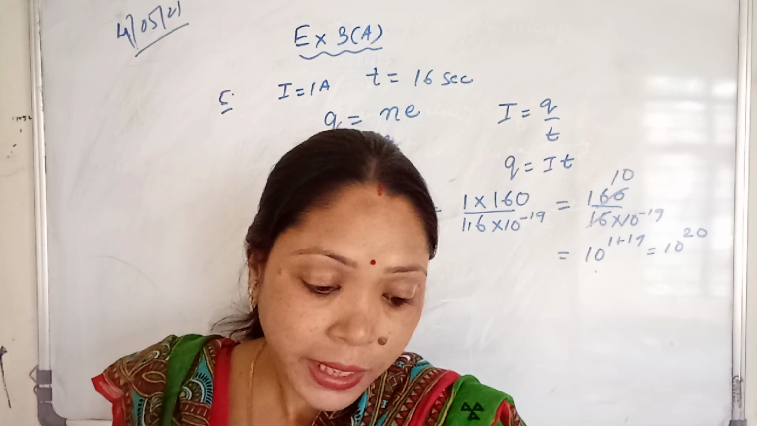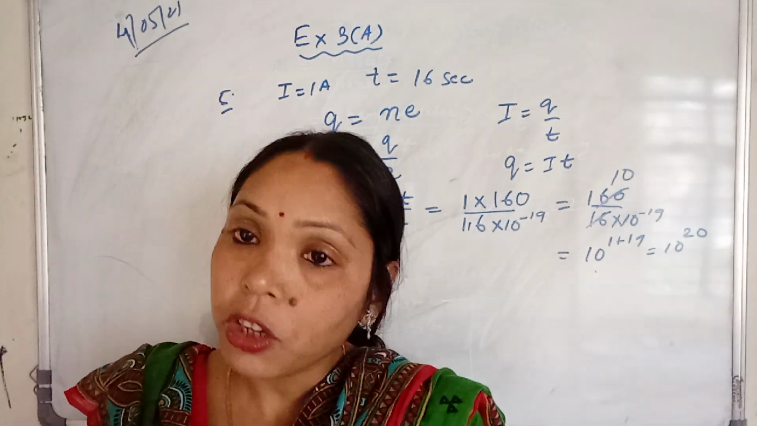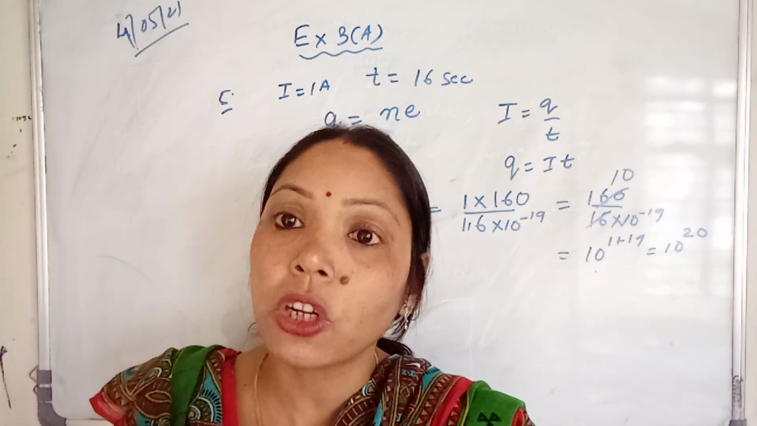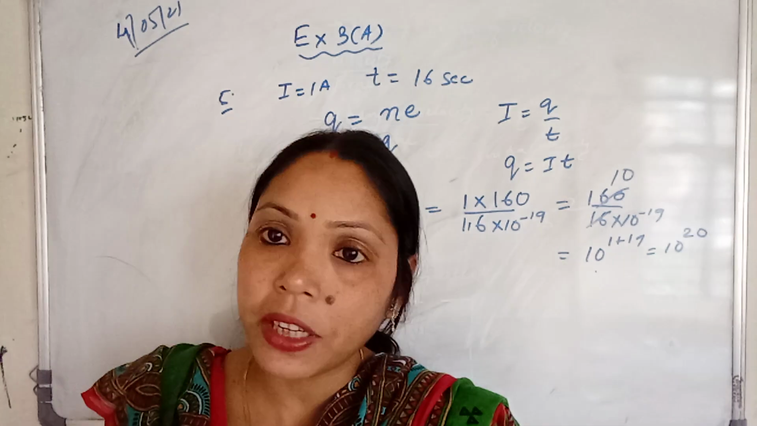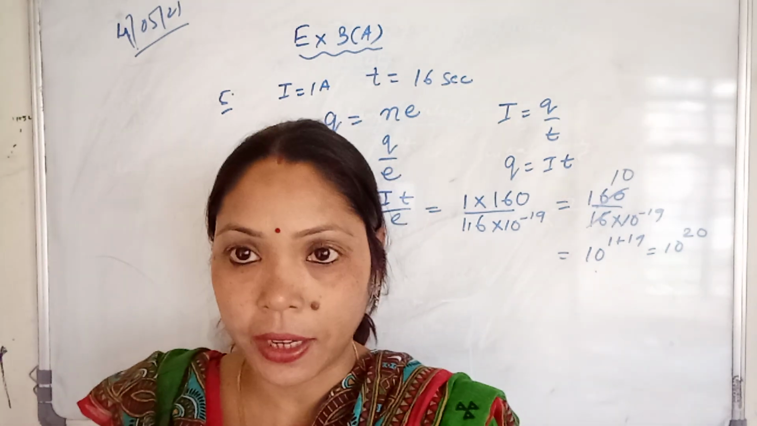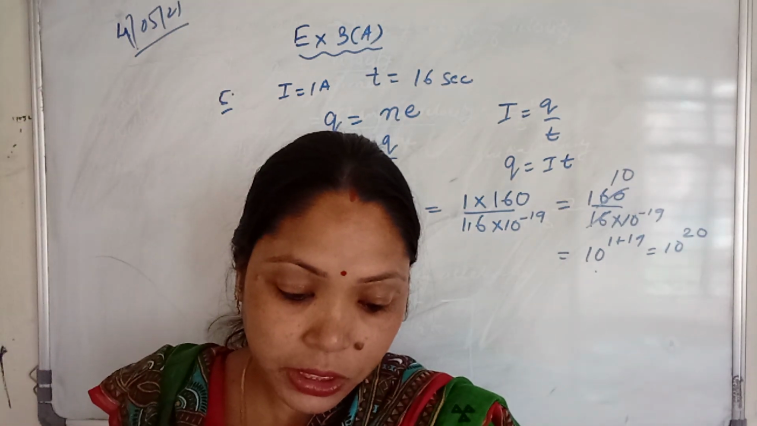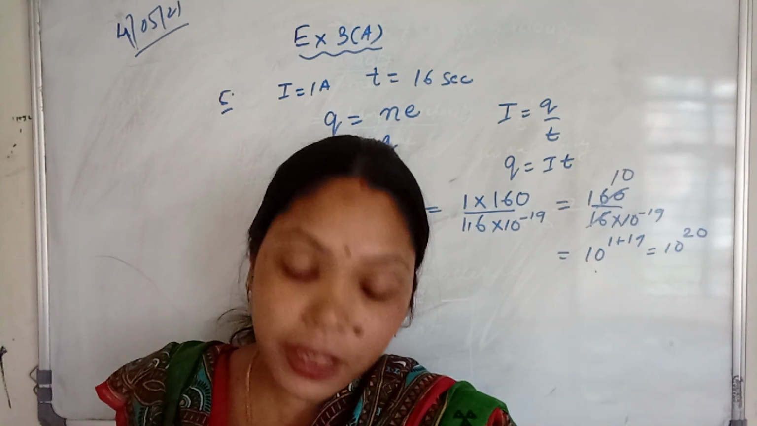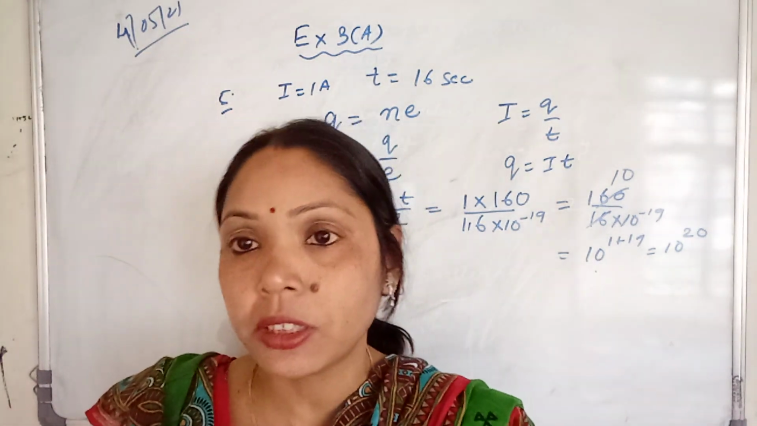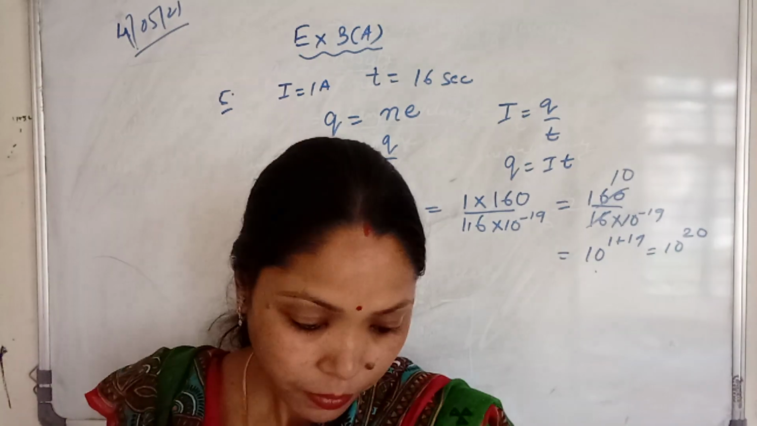Next, state the unit of electric charge and define it. So here you have to write the unit of electric charge. Electric charge is measured in coulomb, and for the definition you have to write the definition of 1 coulomb of charge. Number 3, how many electrons constitute 1 unit of electric charge? So this one will be 6.25 into 10 to the power 18 electrons.